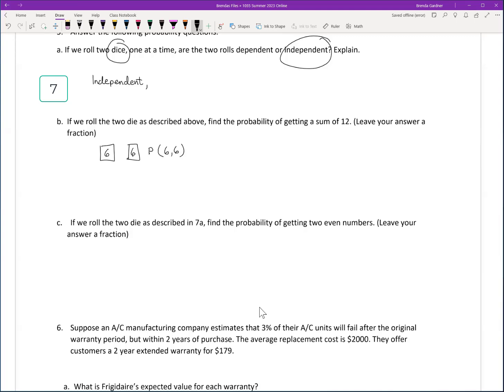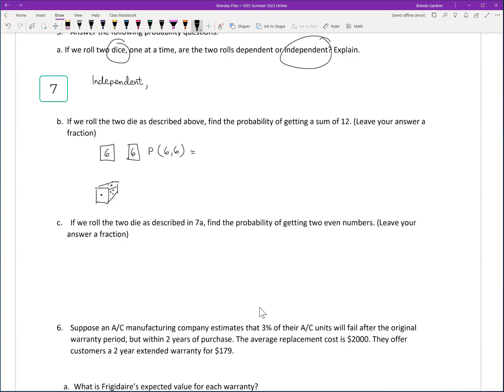But do we have any other ways of getting a 12? Could you get 4 on one and 8 on the other? Well, not if you understand a die, which only has 6 sides, right? The max you can have on a side would be 6. And so you must get a 6 on one and a 6 on the other.